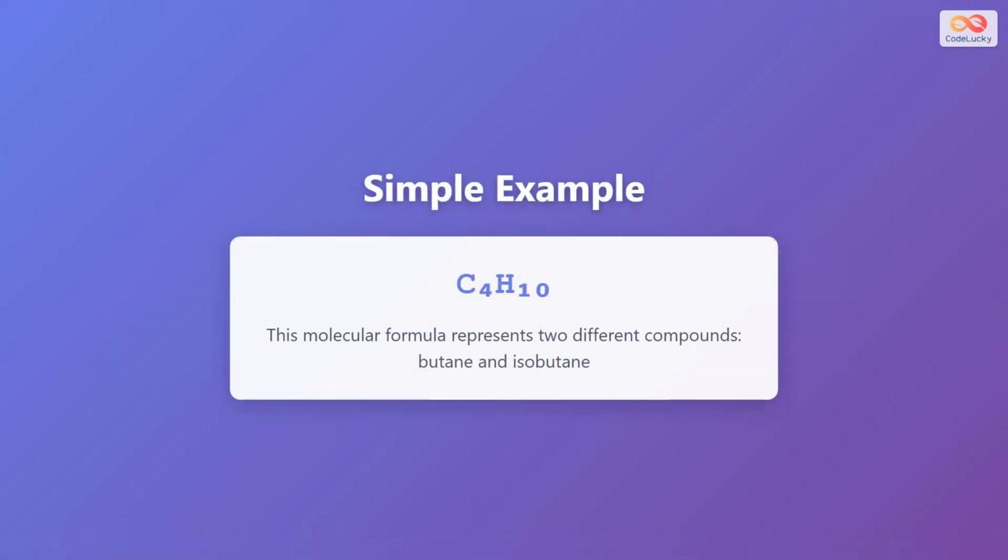Let's look at a simple example to make this concept clearer. Consider the molecular formula C4H10. This formula represents a molecule with 4 carbon atoms and 10 hydrogen atoms. Interestingly, this single formula can describe 2 completely different compounds, butane and isobutane. Both have the same atoms, but they're arranged differently, making them distinct molecules with different properties.